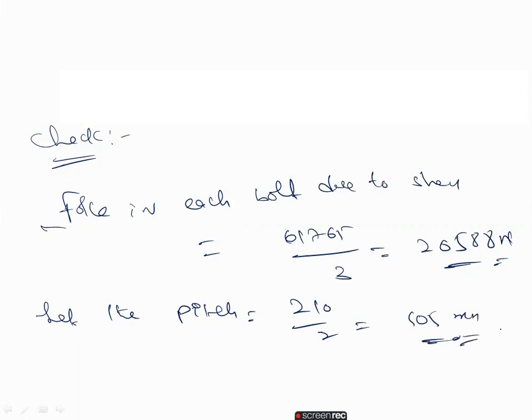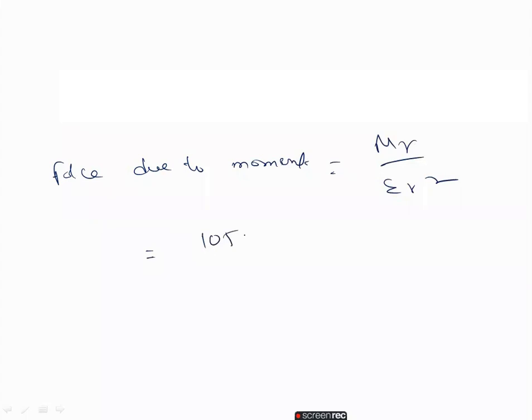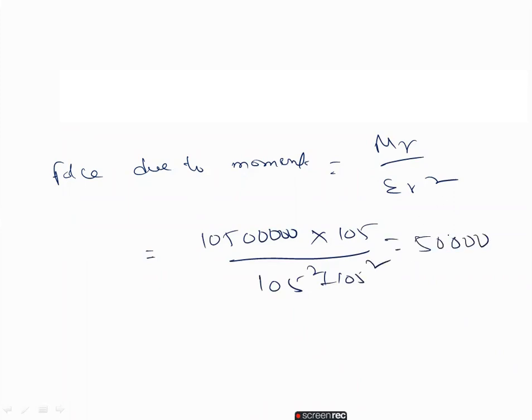So this 210 is, we know, the depth. That's why half of the portion gives the spacing from one bolt to another bolt. Now the force due to moment, that is M r by sigma r square. M we know already, simply substitute. r is 105, that is the pitch. Next, sigma r square means the summation of r square on both sides, 105 whole square plus 105 whole square. You will get the answer 50,000.